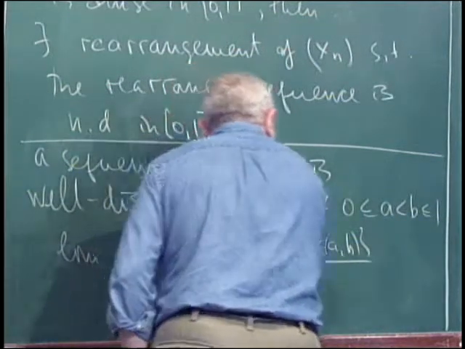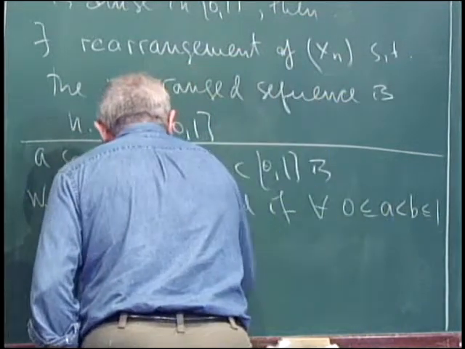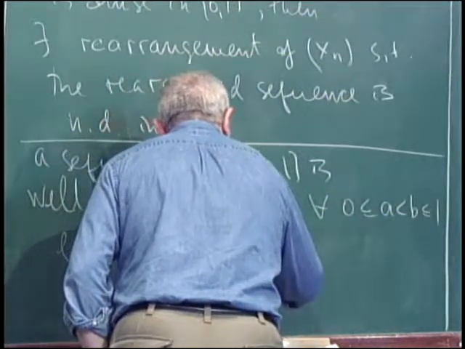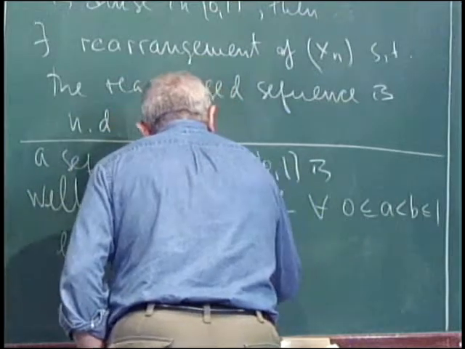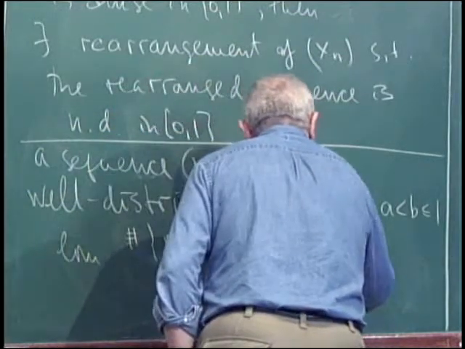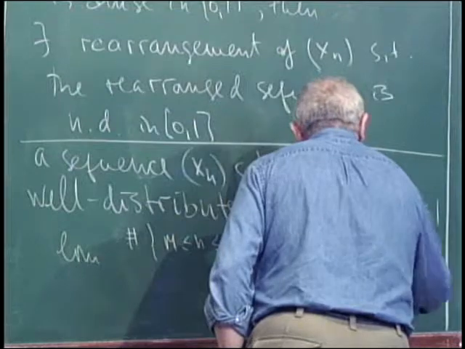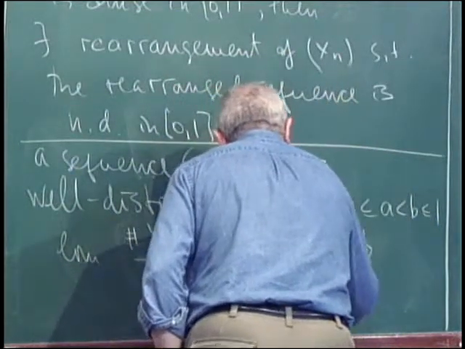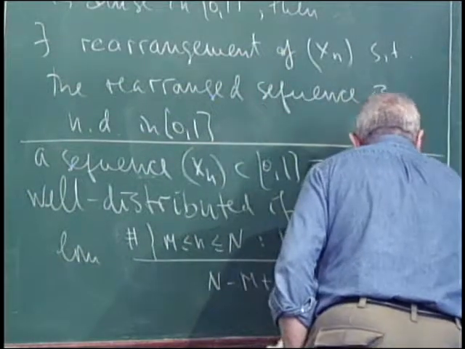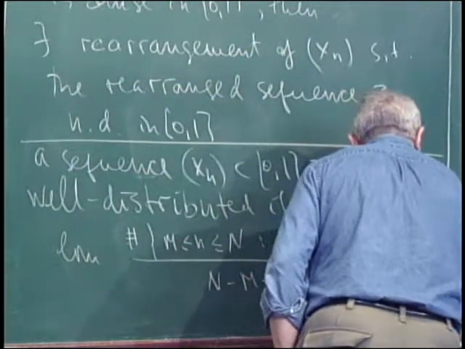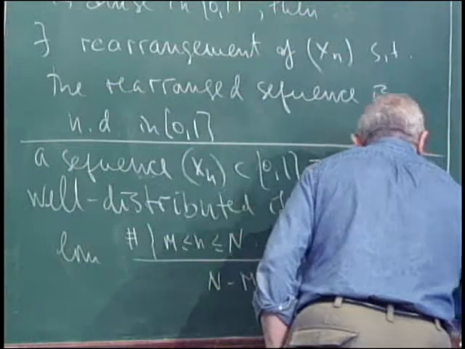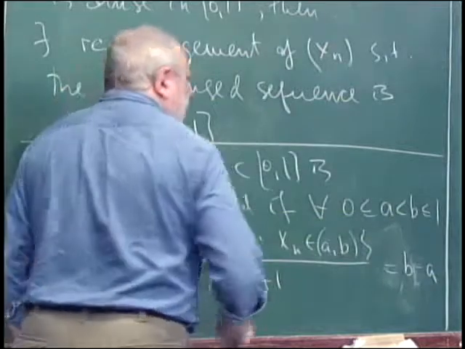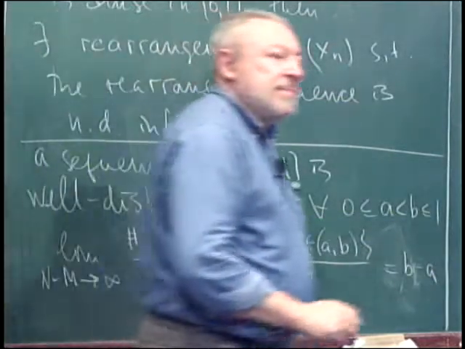Let me do it differently. I could do it with the number of elements where n is between m and n such that x_n is in (a, b), divided by n minus m plus 1, equals b minus a, where the limit is now as n minus m goes to infinity. Is this definition clear?